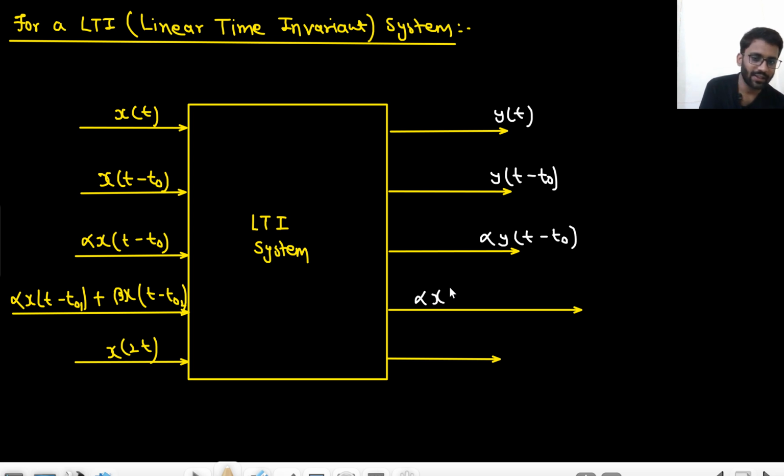These things we have seen in the basics of, where did we see it? Okay, it will be alpha y(t - t0). We saw it in network theorems actually, right? Also in signals and systems you will again study it.